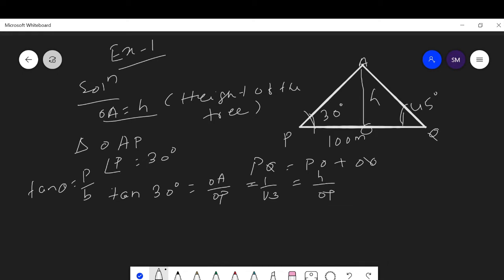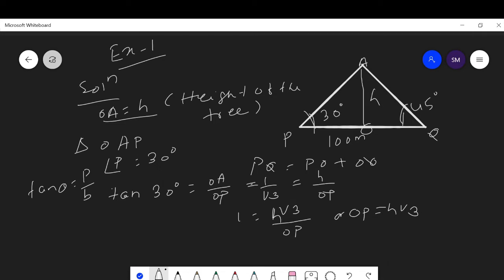Then here 1 upon root 3, 1 is equal to h root 3 upon OP, or OP is equal to h root 3.